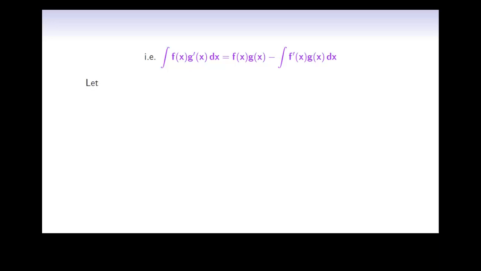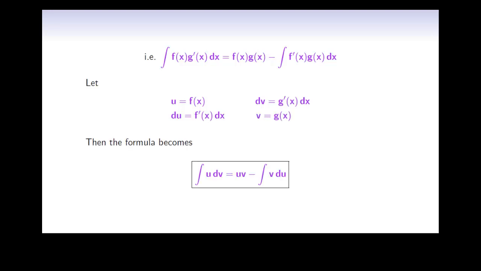We can rewrite this formula by making the following substitutions. If you let u equal f of x, so that informally du would be f prime of x dx, and also we let dv be g prime of x dx, so that v is equal to g of x, then the formula becomes the integral of u dv is equal to u times v minus the integral of v du. This is another way of writing the integration by parts formula.